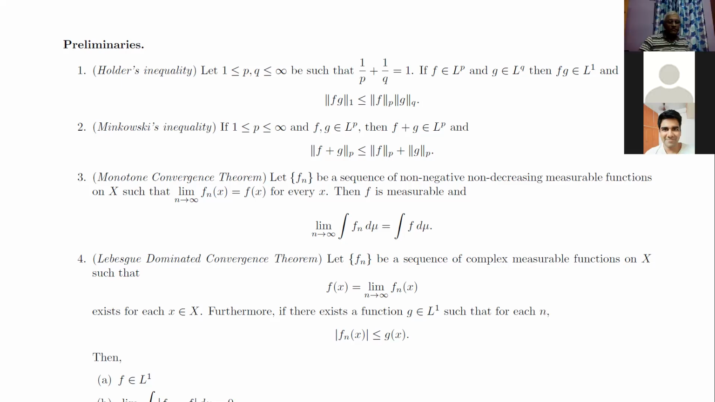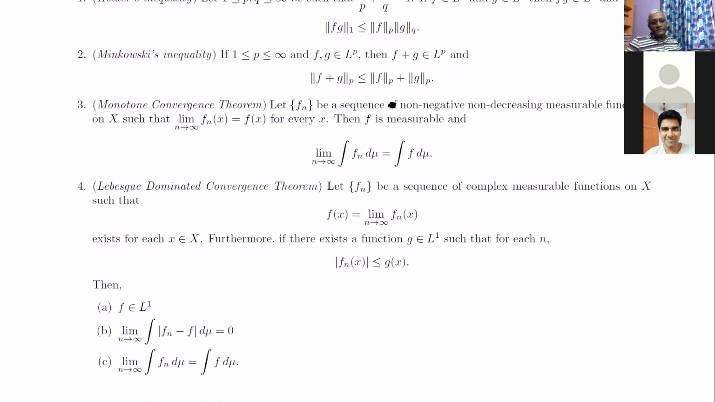Another inequality which we'll be assuming is the so-called Minkowski's inequality, which states that if p is a real number greater than or equal to 1 and f and g are both in L^p, then f + g is also in L^p, and the norm of f + g is less than or equal to the norm of f plus the norm of g. The proofs for both of these inequalities we have seen in Orko's presentation, so I'll be assuming this.